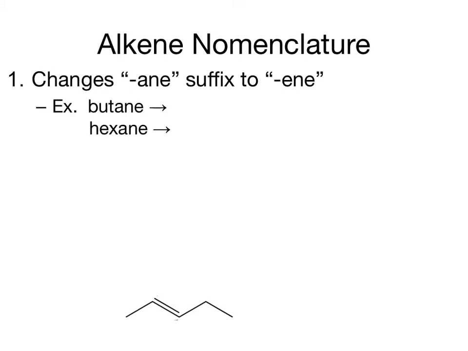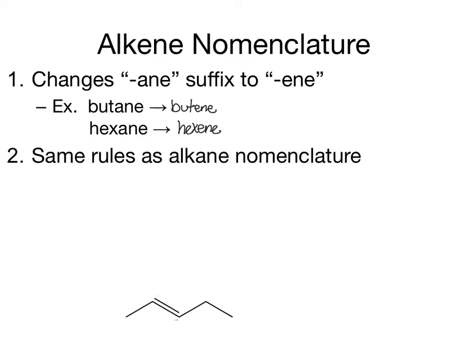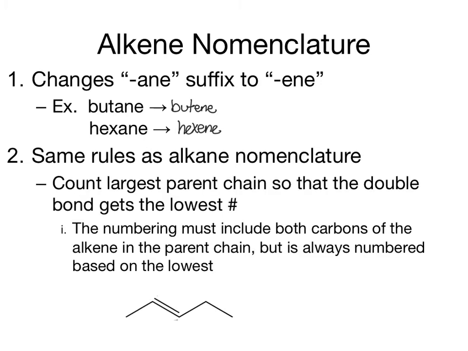So a lot of the rules for nomenclature look the same, but the first thing we have to change is the ending of the name. All alkanes end in -ane, and all alkenes end in -ene. So butane becomes butene if it has a double bond, and hexane becomes hexene if it has a double bond. Again, most of these rules are going to be the same as alkane nomenclature.